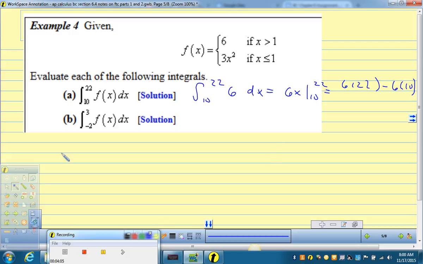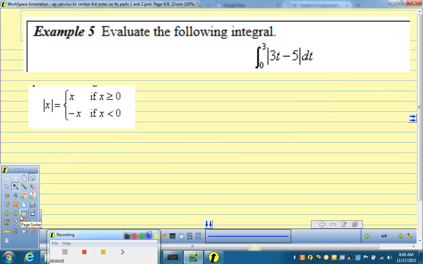Okay. All right. How about this one? How would we have to rewrite this one so that we could do it? Negative 2 to 1 of what? 3x squared dx plus the integral from 1 to 3 of 6 dx. Okay, we won't step through those, but we need to understand how to deal with a piecewise function and break it into its pieces. Any questions on where we came up with those? Okay, Sam, you with me? Hang on there. All right.